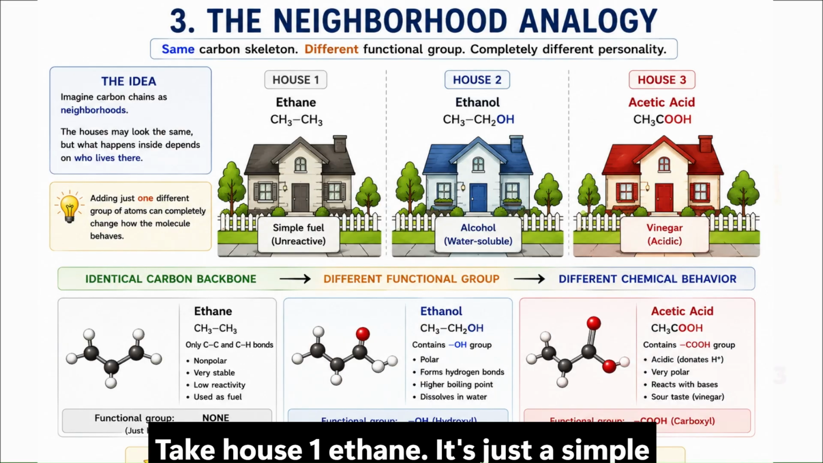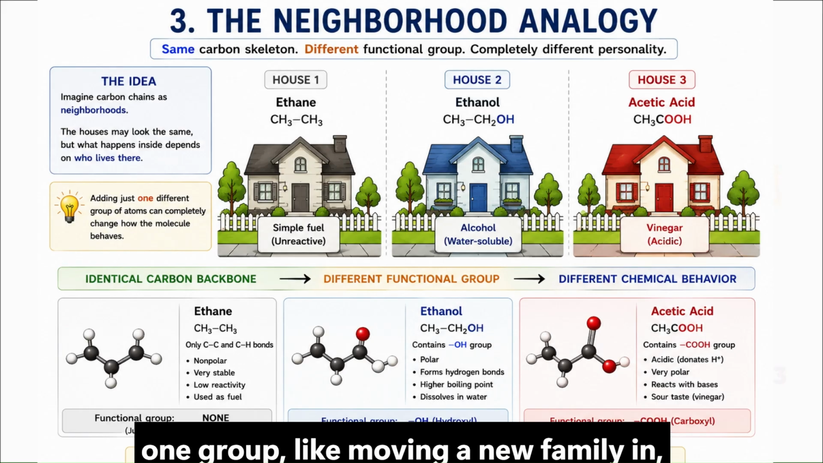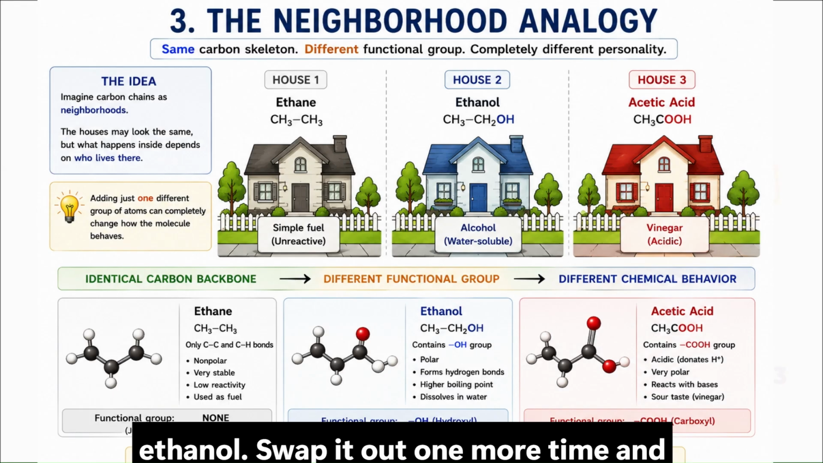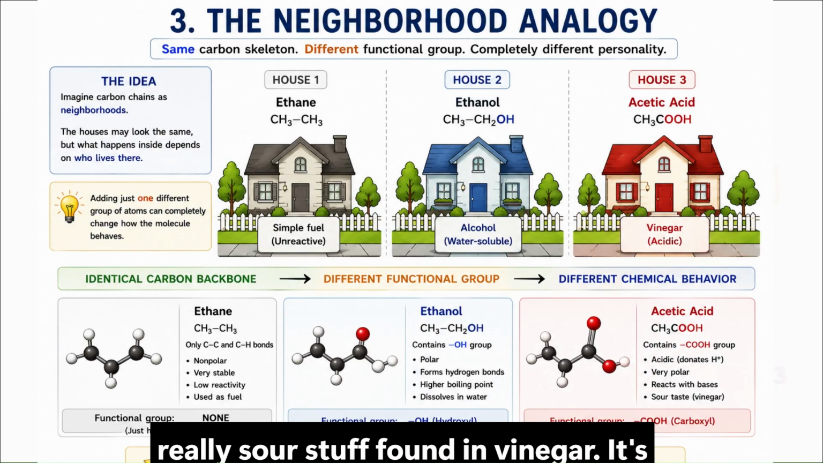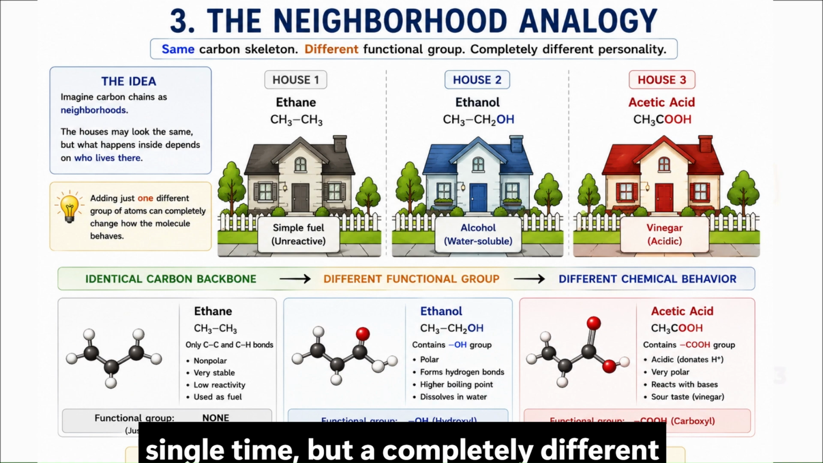Take house 1, ethane. It's just a simple, unreactive fuel. But if we swap out just one group, like moving a new family in, we get house 2, water-soluble ethanol. Swap it out one more time, and we've got house 3, acetic acid, that really sour stuff found in vinegar. It's the exact same carbon backbone every single time, but a completely different chemical personality.